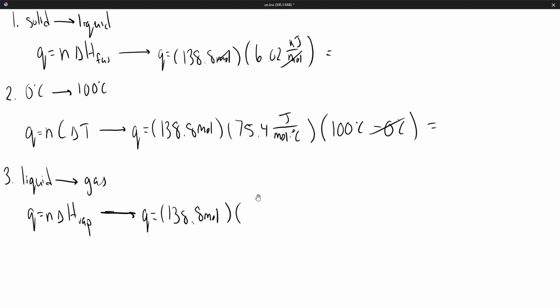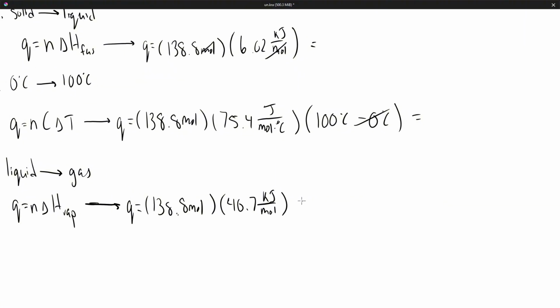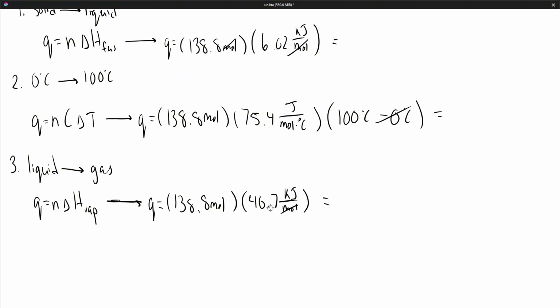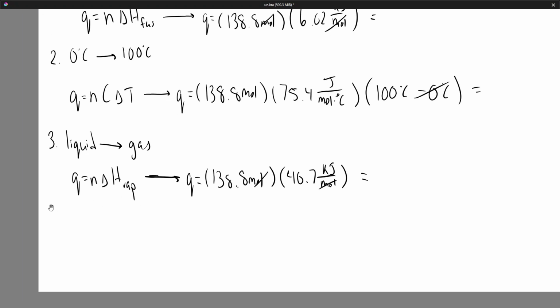The heat of vaporization is 40.7 kilojoules per mole. That should give us an answer in kilojoules.